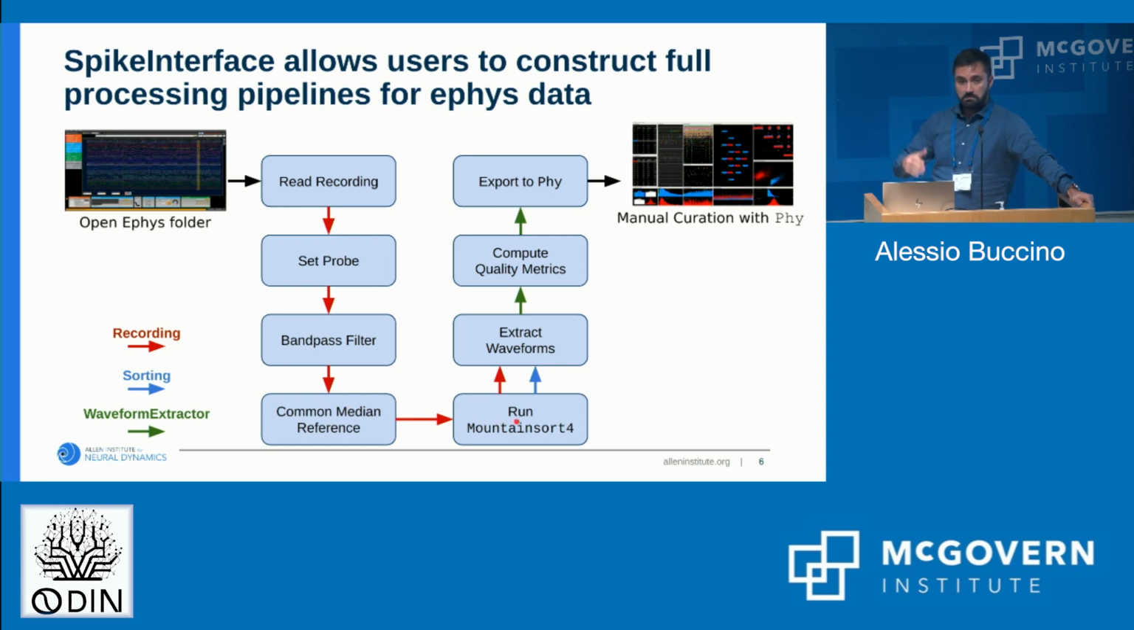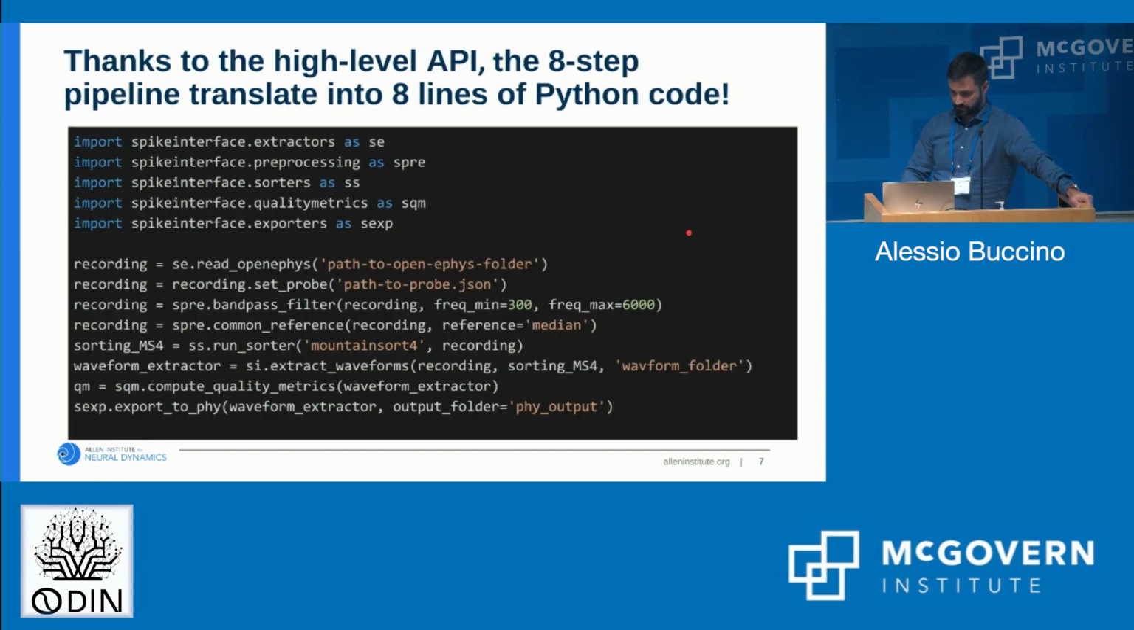more, running MountainSort, for example, extracting the waveform snippets, from them computing some quality metrics, and exporting everything to Phy, which is a very common and widely used software for spike sorting visualization and manual curation. So this 8-step pipeline literally translates to 8 lines of code. So it's a very high-level API, and it's very user-friendly.